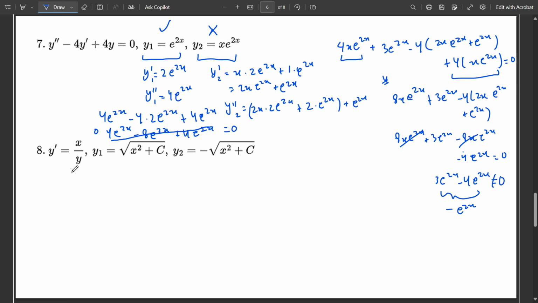Okay, next we have y prime equals x over y, and we have the proposed solutions: y1 equals the square root of x squared plus c, y2 equals negative the square root of x squared plus c. Here we just have a first derivative, which means we only need to take the first derivative. So the first derivative of this is just 1 over 2 square root of x squared plus c times the derivative of the inside, which is 2x.